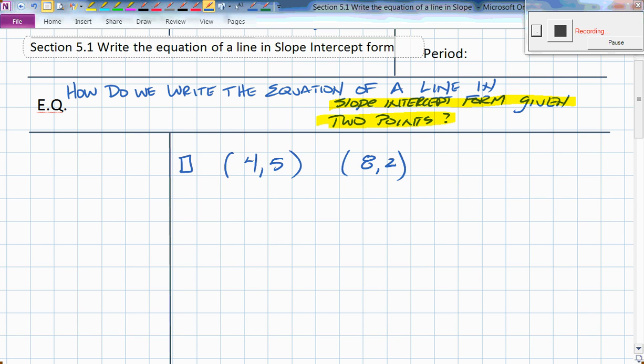From these 2 points, can you tell right away if the slope is positive or negative? Who's guessing positive? One person, 2 people. Who's guessing negative? Who's not sure yet? It's okay to not be sure yet.